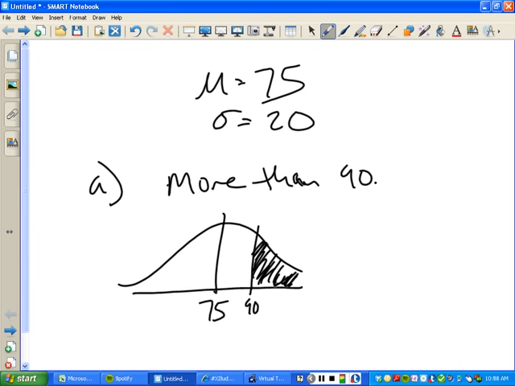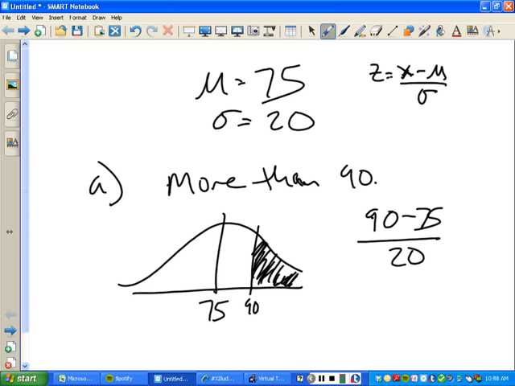So, when we do this, we're going to use the formula Z equals X, not X bar, just X, minus mu, divided by sigma. So this is going to be 90 minus 75 divided by 20.